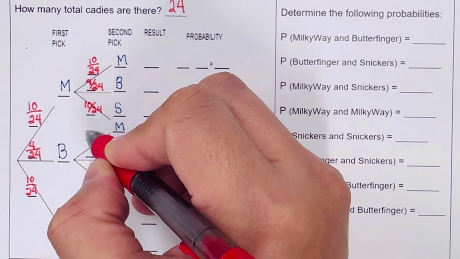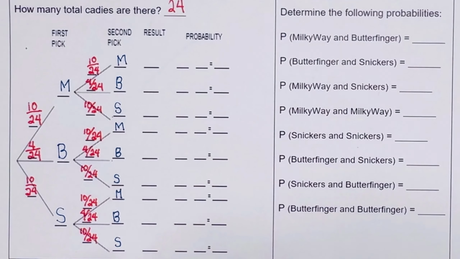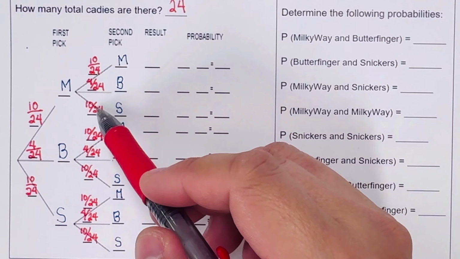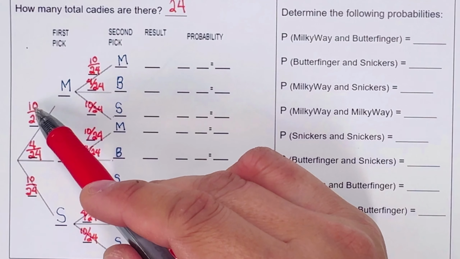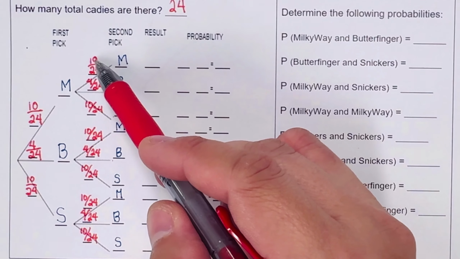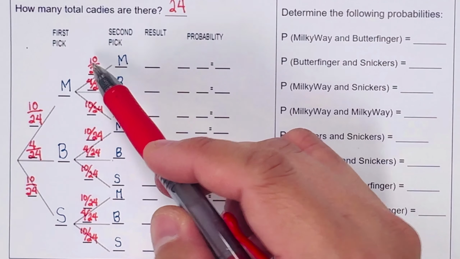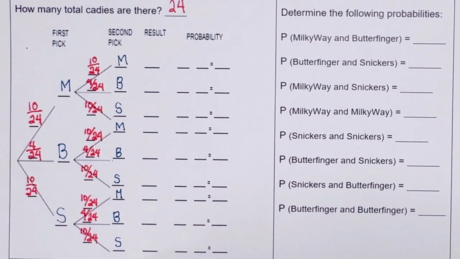So I'm just going to go ahead and write it down. Okay, so again, all the numbers here do not change for each branch. For Milky Way, it's always going to be 10 over 24, because whenever the kid picks the Milky Way, the teacher will have to put in another Milky Way, and then the kid can pick again. So the probability didn't change between the first pick and the second pick.